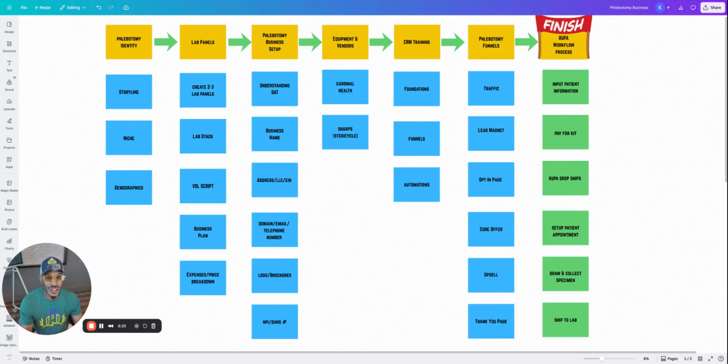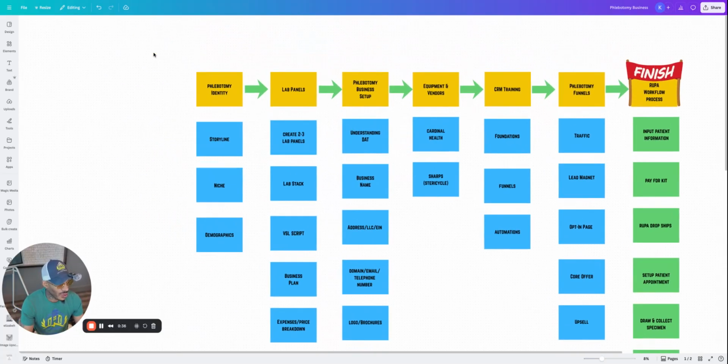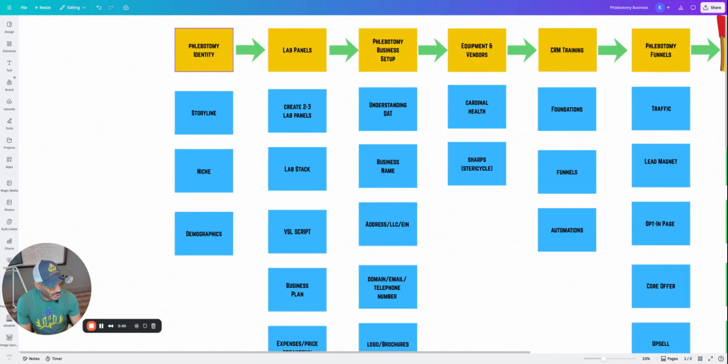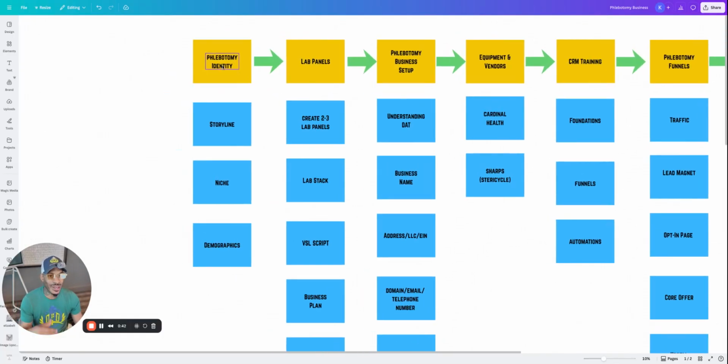So this is it. Take a screenshot of it because, once I break this all down, you're going to be like, oh my gosh, all this time, this is all I needed to do to start my mobile phlebotomy business. Okay. So let's go over here to this first area. The first area is going to be the phlebotomy identity.